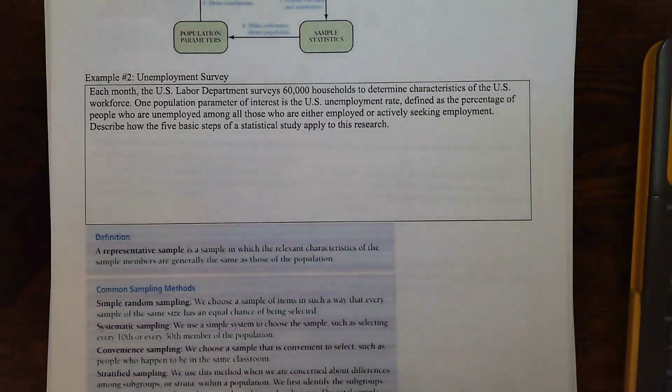Each month, the U.S. Labor Department surveys 60,000 households to determine the characteristics of the U.S. workforce. One population parameter of interest is the U.S. unemployment rate, defined as the percentage of people who are unemployed among those who are either employed or actively seeking employment. Describe how the 5 basic steps of a statistical study apply to this research.